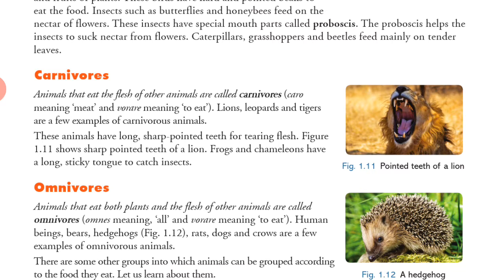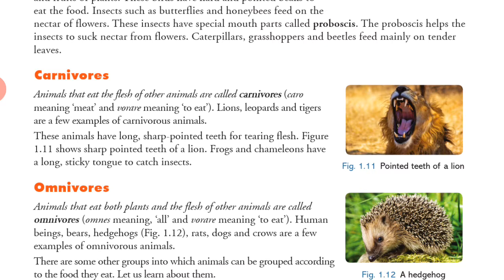These animals have long, sharp, pointed teeth for tearing flesh. In figure 1.11 you can see the sharp pointed teeth of a lion. Frogs and chameleons have a long sticky tongue to catch insects.